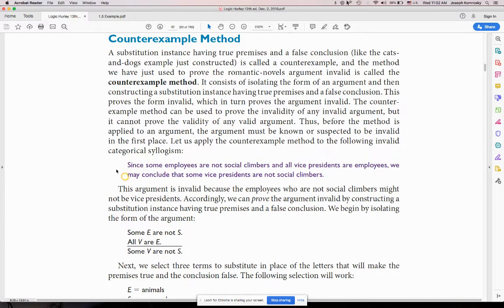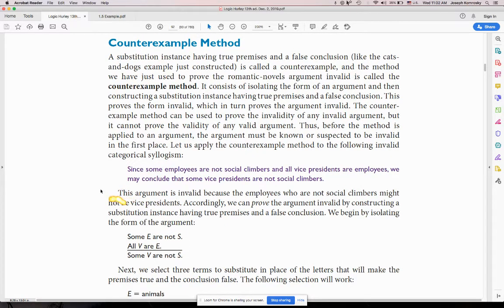Since some employees are not social climbers, we'll just say some E. Take the first letter of employees, make it E, right? Are not S, are not social climbers. So whatever this is, he's just going to say that we can symbolize it as an S. And this is what's happening now in this section.